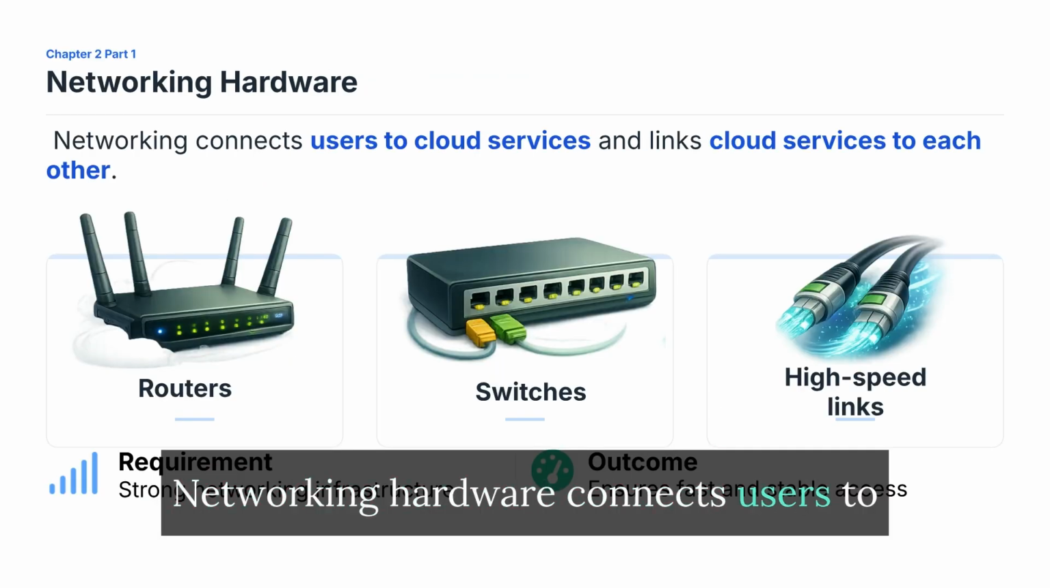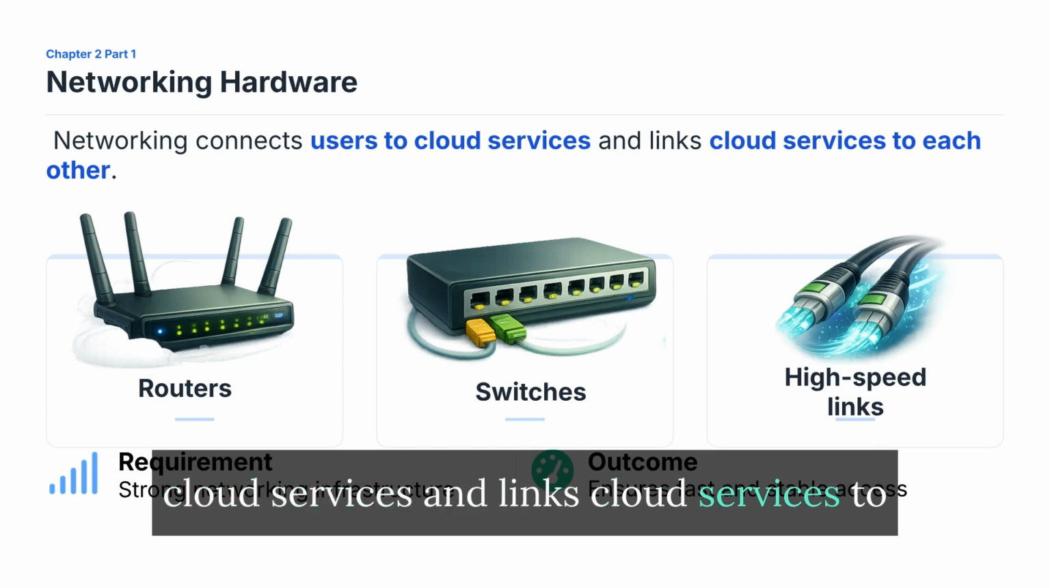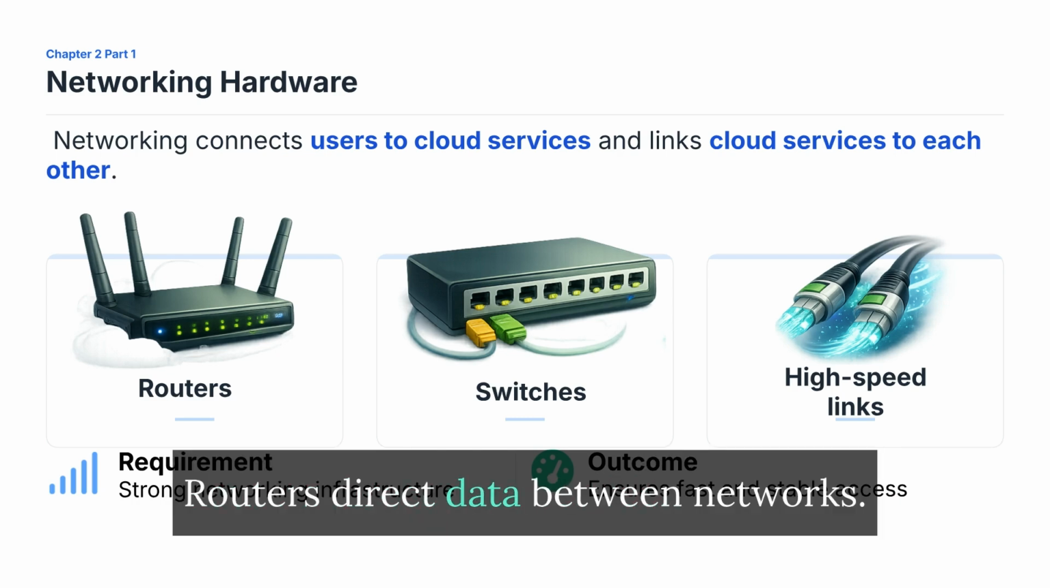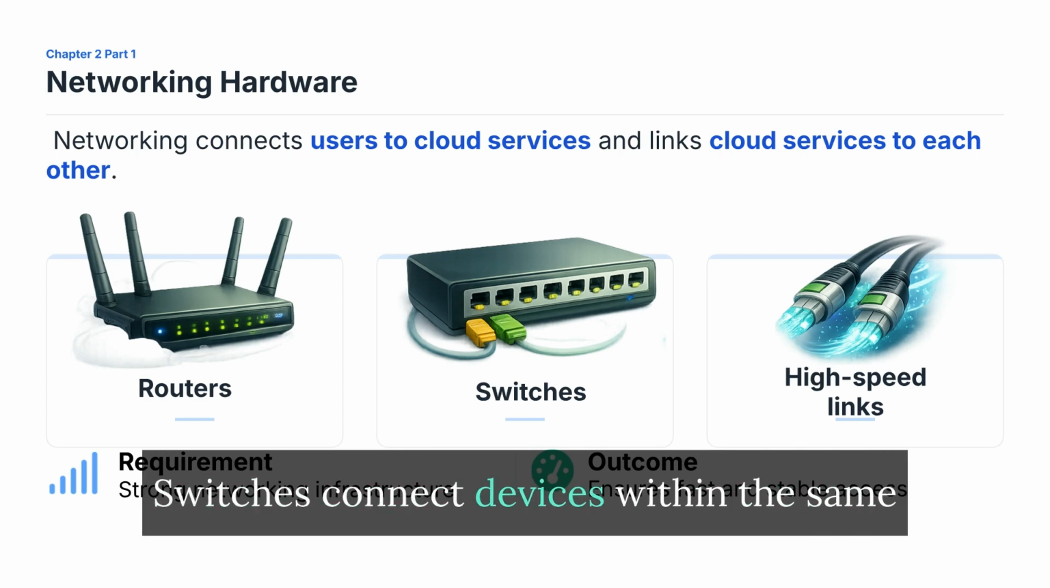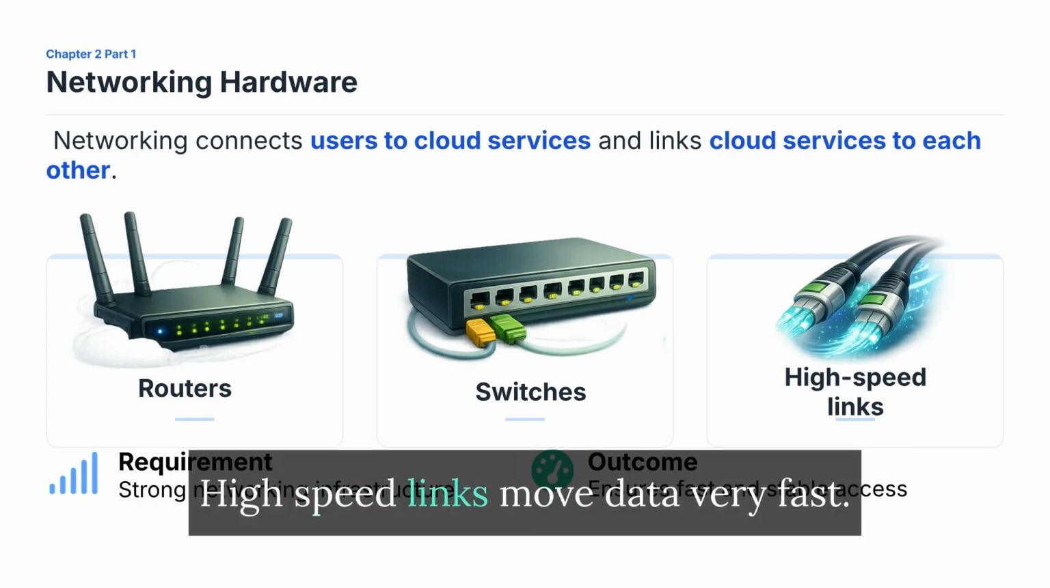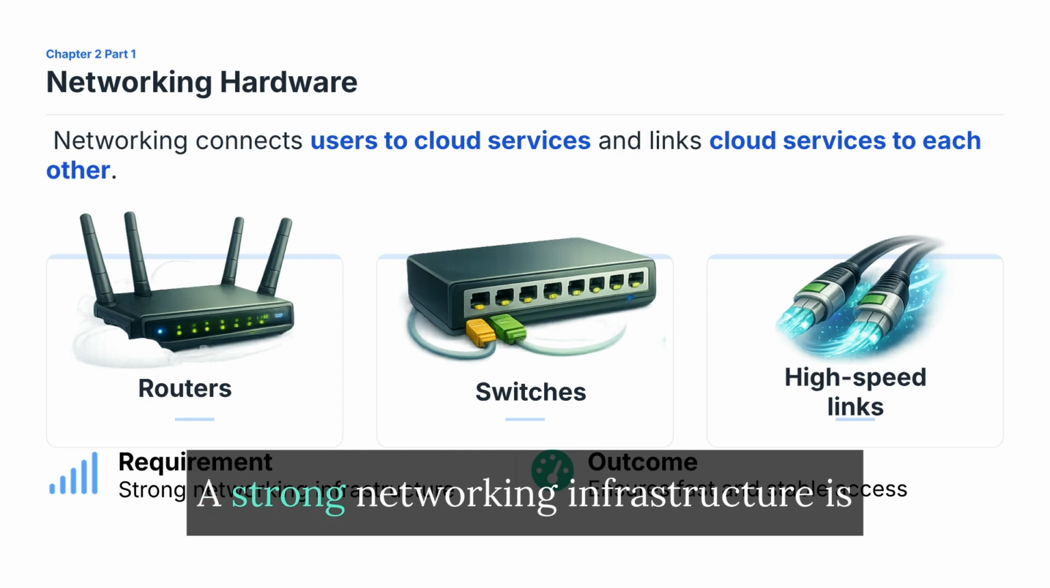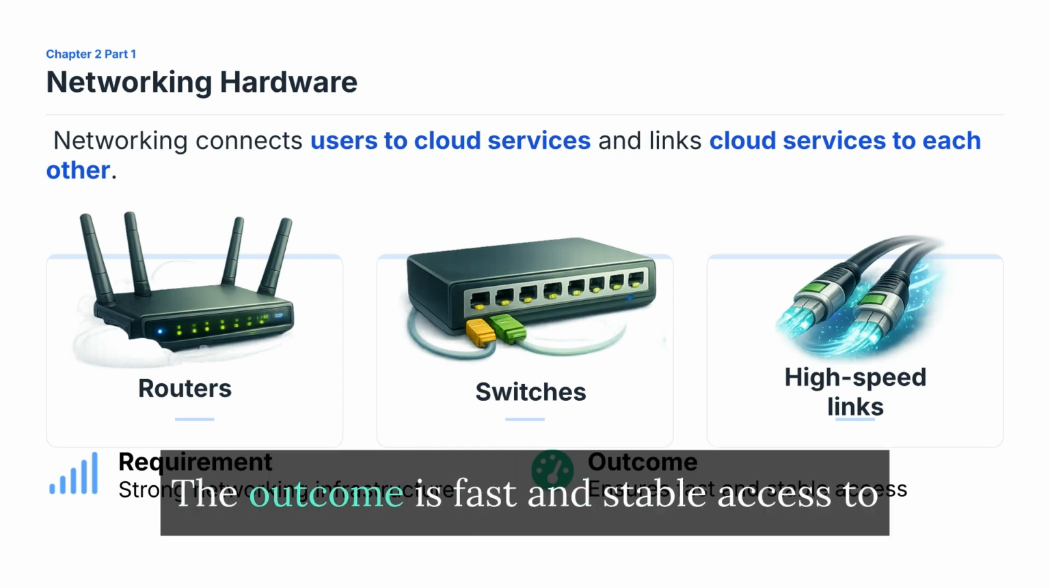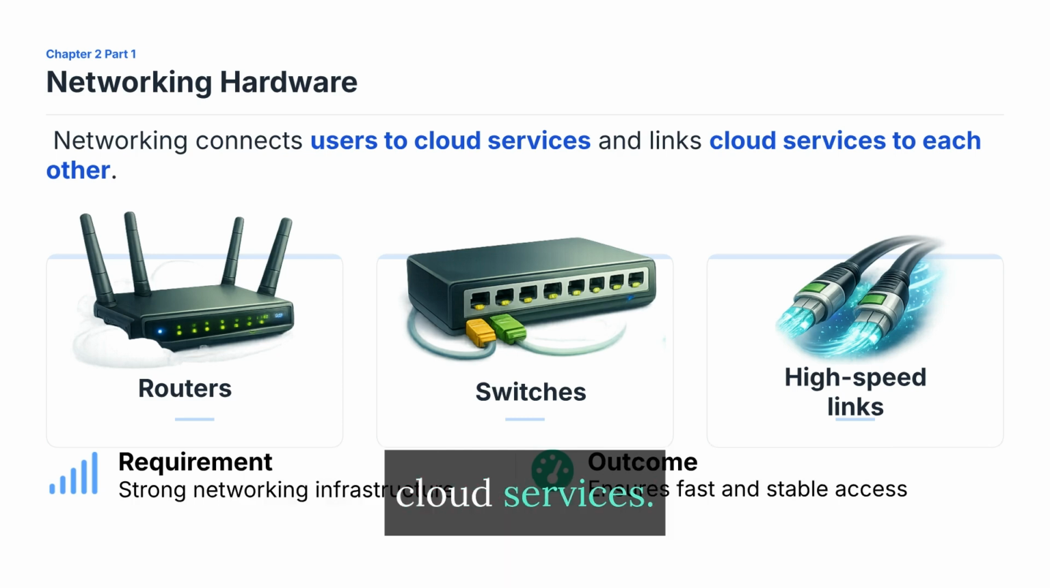Networking hardware connects users to cloud services and links cloud services to each other. Routers direct data between networks. Switches connect devices within the same network. High-speed links move data very fast. A strong networking infrastructure is required. The outcome is fast and stable access to cloud services.